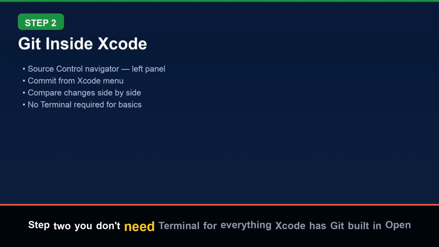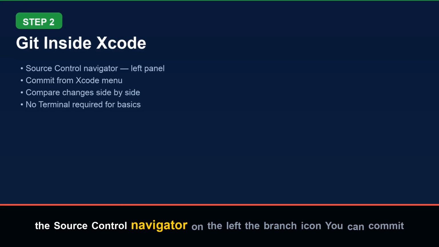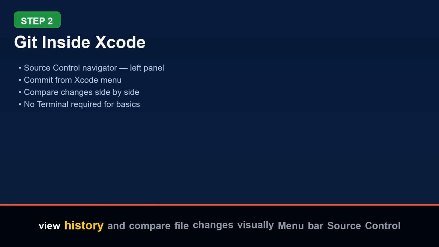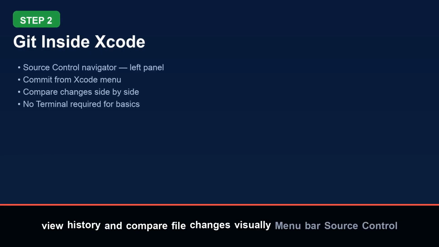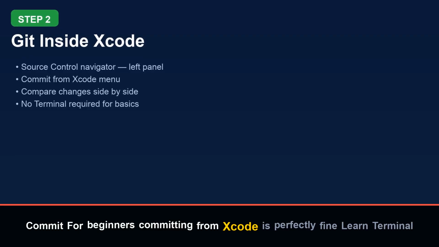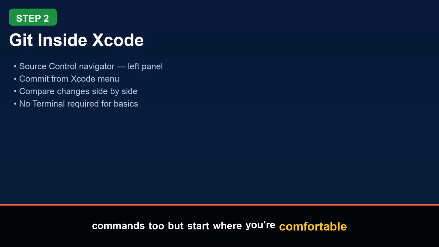Step 2. You don't need Terminal for everything. Xcode has Git built in. Open the Source Control Navigator on the left, the branch icon. You can commit, view history, and compare file changes visually. Menu bar, Source Control, Commit. For beginners, committing from Xcode is perfectly fine. Learn terminal commands too, but start where you're comfortable.